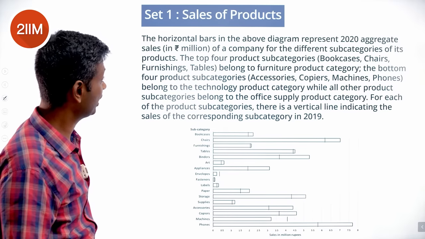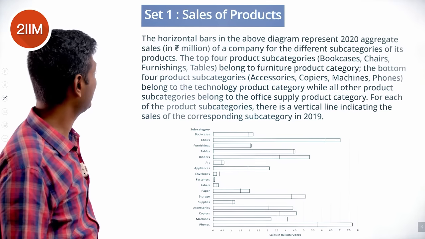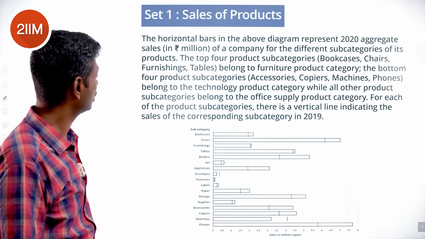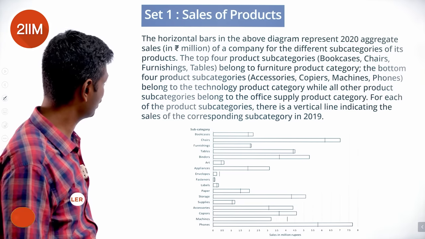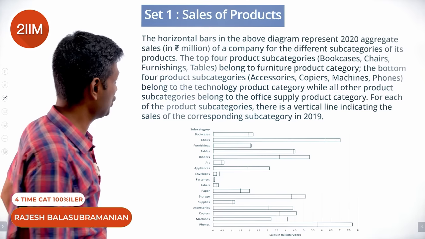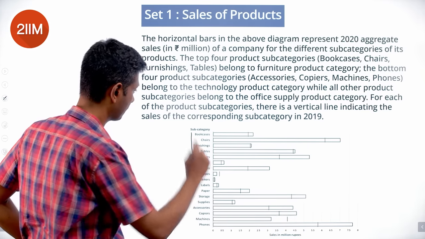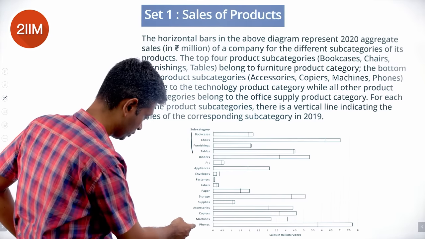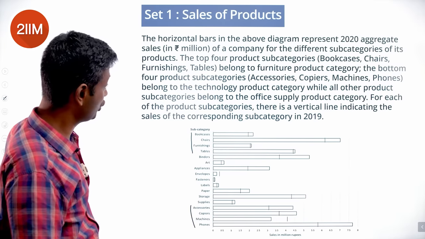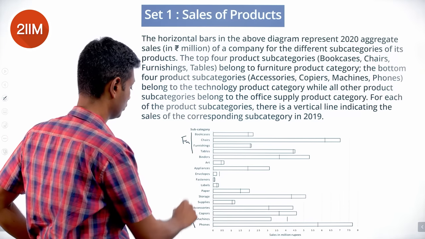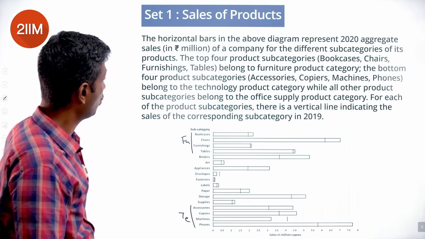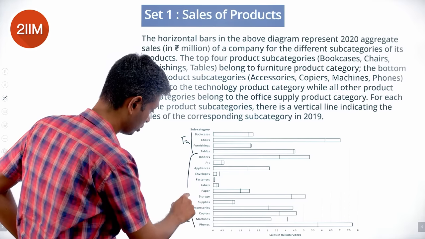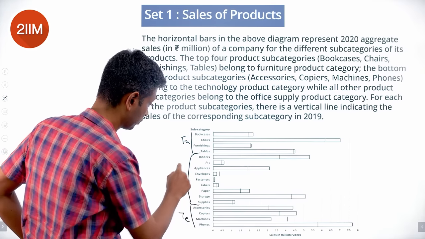Sales of products. The horizontal bars in the diagram represent 2020 aggregate sales in rupees million of a company for the different subcategories of its products. The top four subcategories, bookcases, chairs, furnishings, and tables, belong to the furniture product category. The bottom four, accessories, copiers, machines, and phones, belong to the technology product category. So this is furniture, this is technology, while all other subcategories belong to the office supply category. So everything from binders to supplies is office supplies.